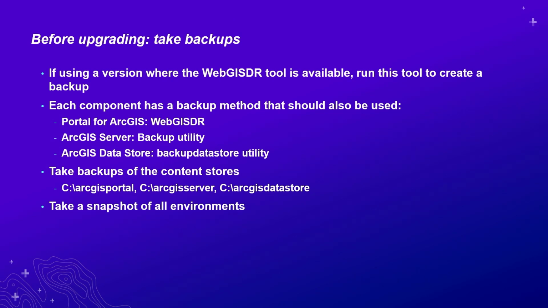And then another option is to take a backup of the actual content or config stores. So you'd want to copy the ArcGIS Portal folder, ArcGIS Server, and then ArcGIS Datastore. I would like to note, though, with this, it's recommended to stop the Portal service or ArcGIS Server service or Datastore service before making a backup of those directories. That way you're not copying any locked files. And then perhaps another option would be, if you're using virtualized environments, to take snapshots of all of the environments. And so at least one of these backups, if not all, if possible.